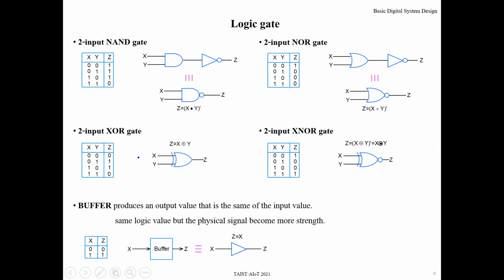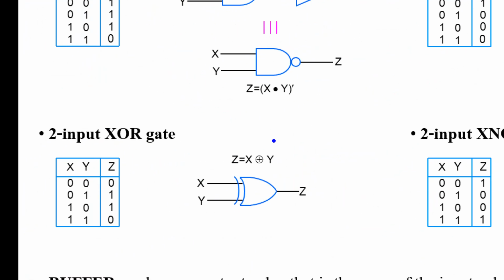And exclusive OR. For exclusive OR, we use circuit symbol like this. And for the operator, we use plus sign and circle around the plus sign. For XOR function, the output will be 1 when input x and y is different value, namely 0, 1 or 1, 0. If the value of x, y are the same, the output will be 0.